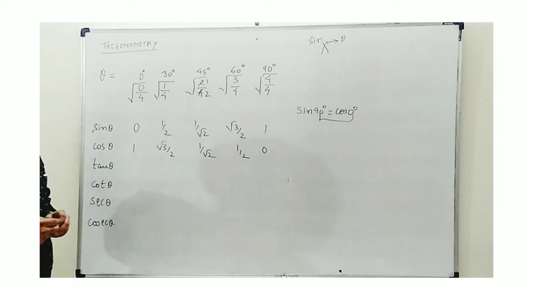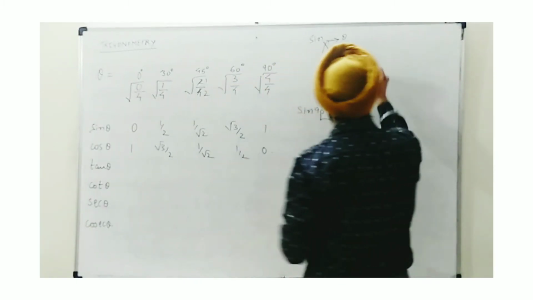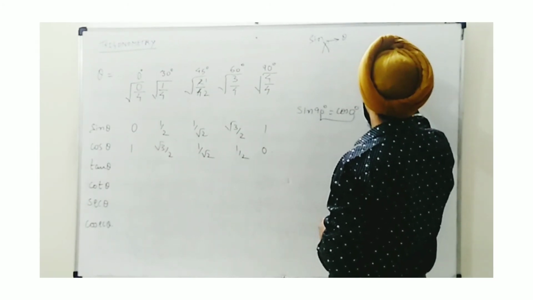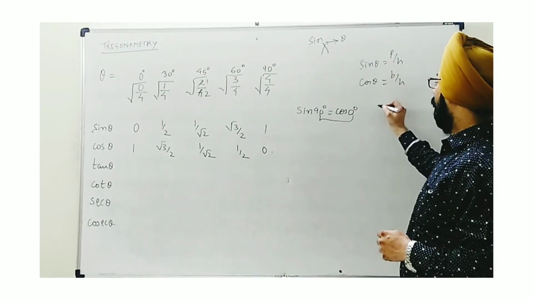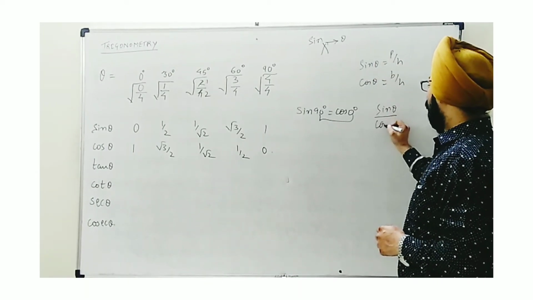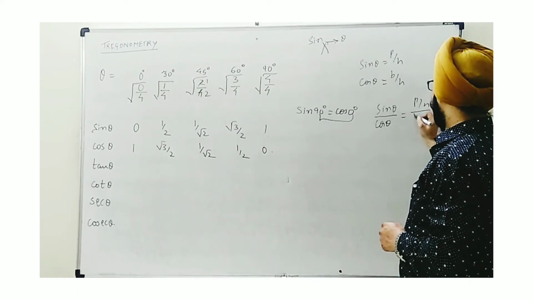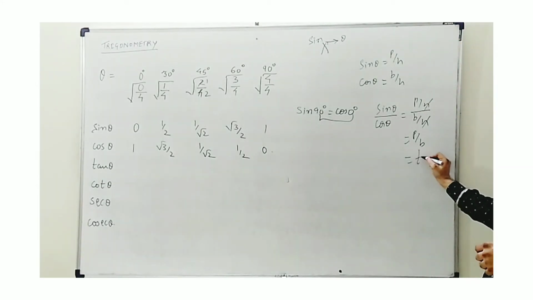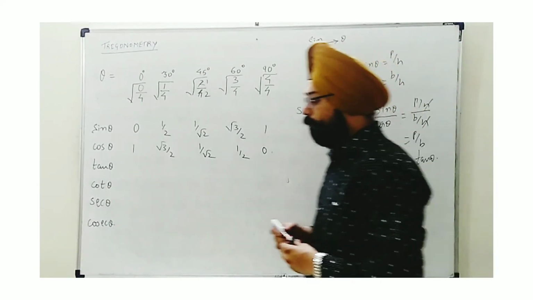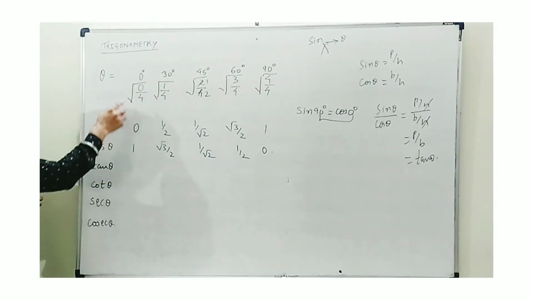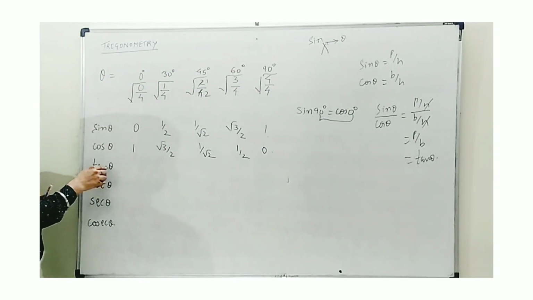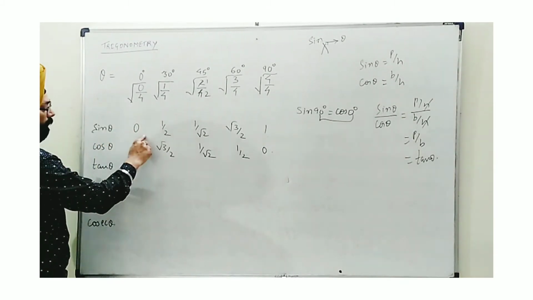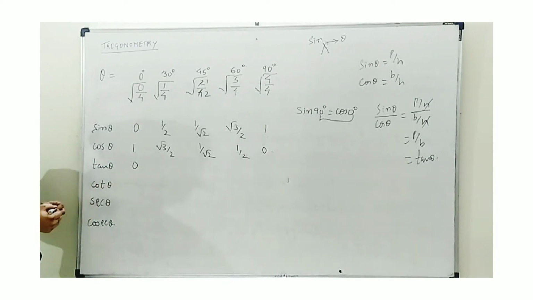Now, in identities, we have seen that sin theta is equal to p upon h, and cos theta is equal to b upon h. When you divide sin by cos, p upon h and b upon h, the h cancels out and we are left with p upon b, and p upon b is known as tan theta. So to get the particular value of tan theta, like tan 0, we will divide sin 0 by cos 0. So for tan 0, we divide 0 by 1, and 0 divided by 1 is equal to 0.